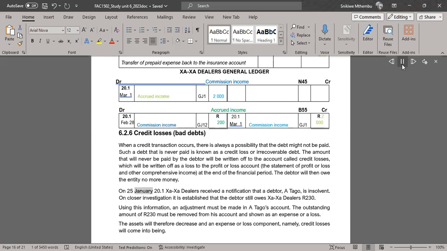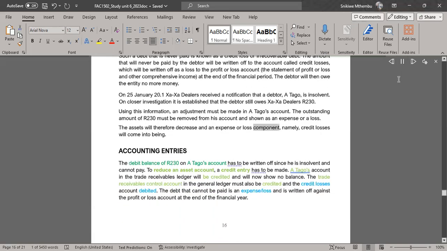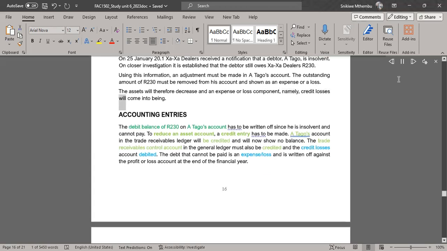On 25 January 20.1 XAXA dealers received a notification that a debtor, Atego, is insolvent. On closer investigation it is established that the debtor still owes XAXA dealers R230. Using this information, an adjustment must be made in Atego's account. The outstanding amount of R230 must be removed from his account and shown as an expense or a loss. The assets will therefore decrease and an expense or loss component, namely, credit losses, will come into being.